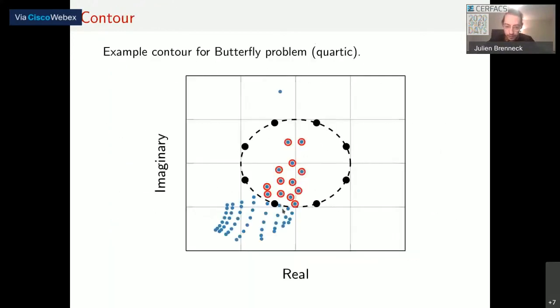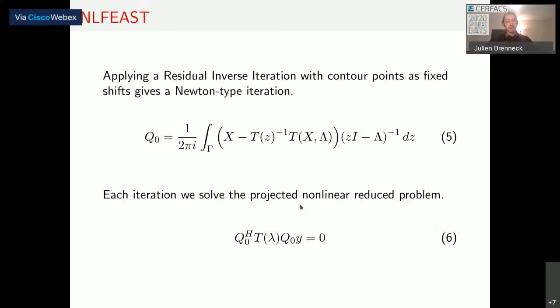You can see this eigenvalue becomes very near the contour node. And when there are many contour nodes, that's very difficult to avoid in general. And so next, NL FEAST.